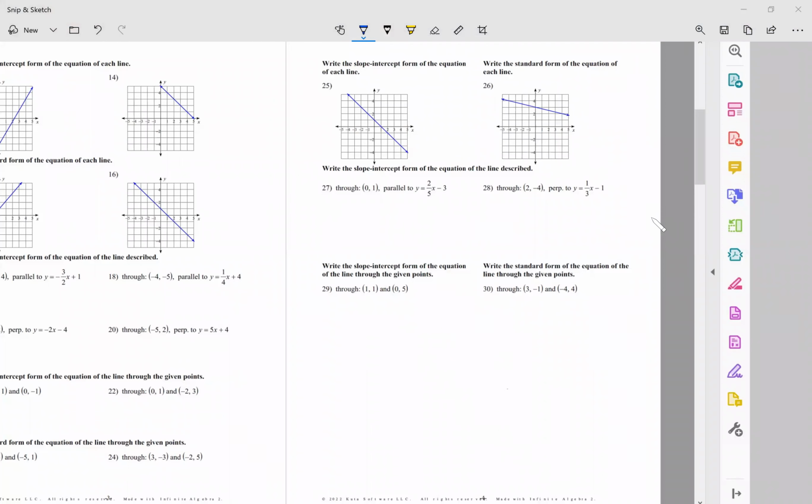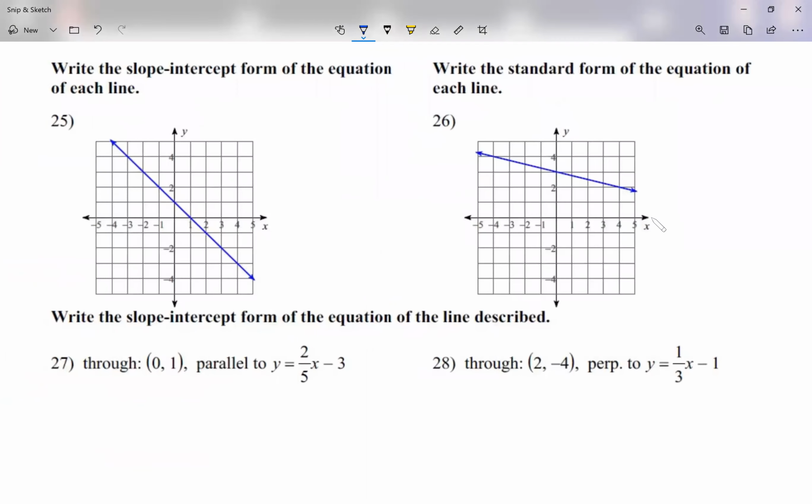Right, so today we're going to be looking at 25 to 30. It's a review for the week. So the last video of the week, let's take a look. 25 and 26, I need you guys to write equations of the lines. Some of them, I need the slope intercept form, like number 25. And some of them, I need the standard form, question number 26.